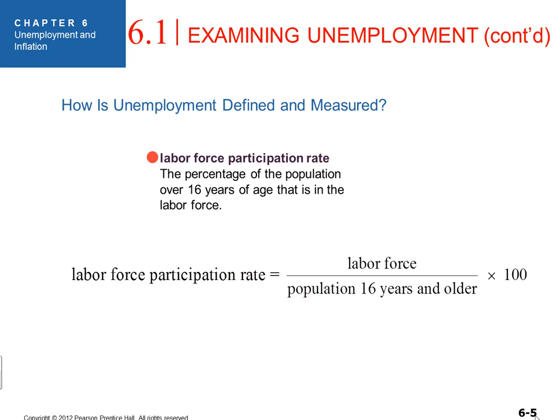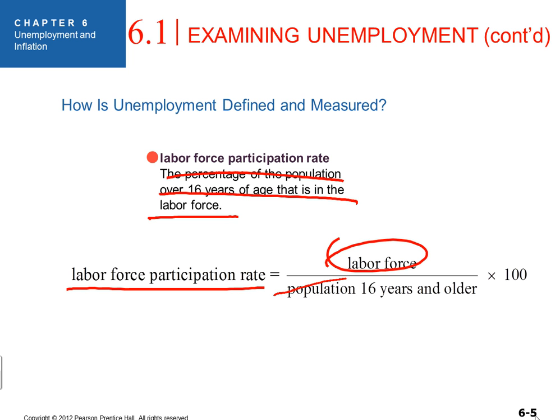Now that we've understood unemployment rates, let's look at the labor force participation rate. The labor force participation rate is defined as the percentage of the population over 16 years of age that is in the labor force. And that is calculated by taking the labor force and dividing by the population 16 years or older and multiplying by 100. Let's do an example.